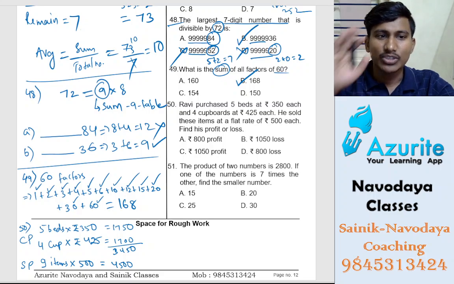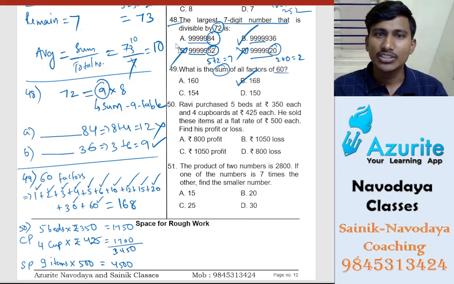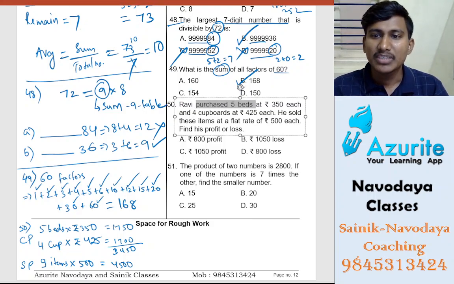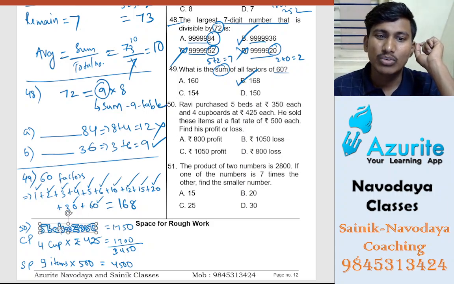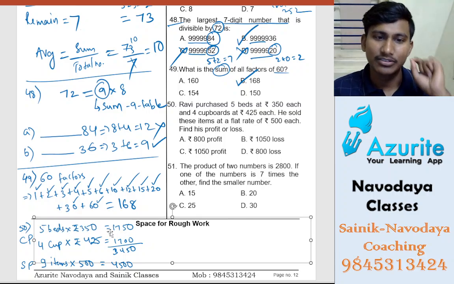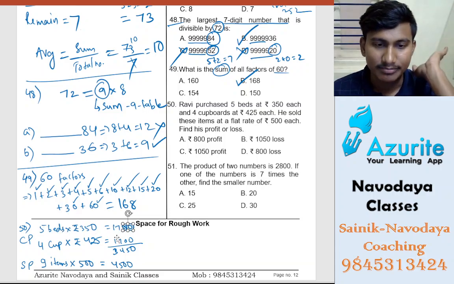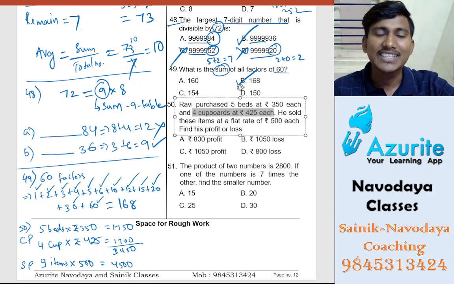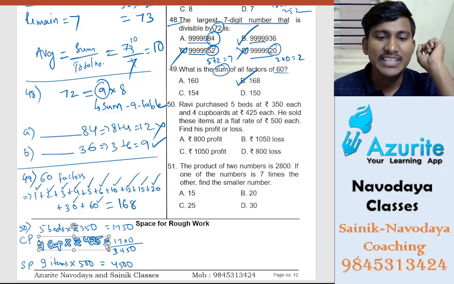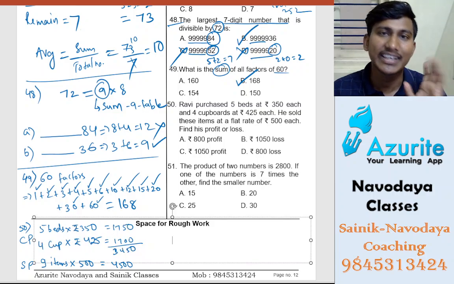So see here students, question 50. What is the question here? Ravi purchased 5 beds at 350 rupees each. So one bed is 350 rupees, and 5 beds means we have to multiply with 5. It will be 1750 rupees. Now 4 cupboards at 425 each. So one cupboard is 425, and 4 cupboards means we have to multiply, it will become 1700.